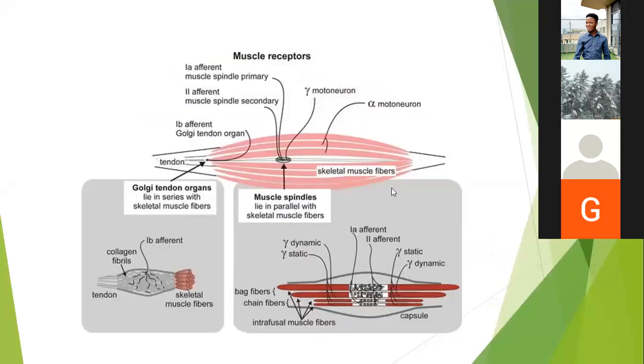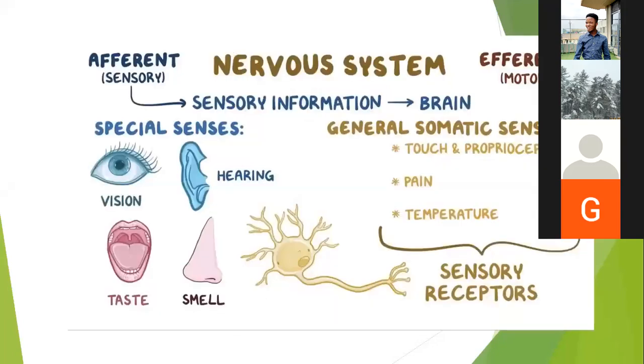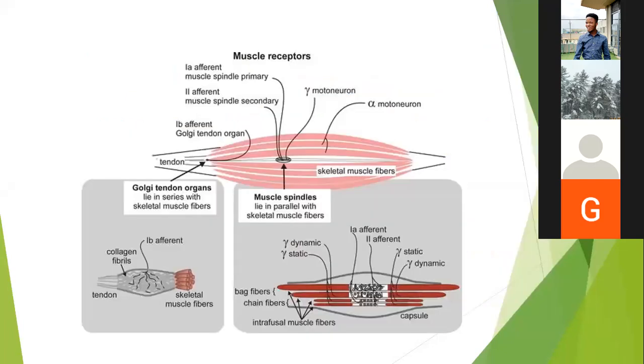I wanted to enlarge the proprioceptors. Remember, we talked about those ones which detect movement, and these are embedded either in the skeletal muscles or in the tendons. So I have enlarged these ones, this being part of a muscle.